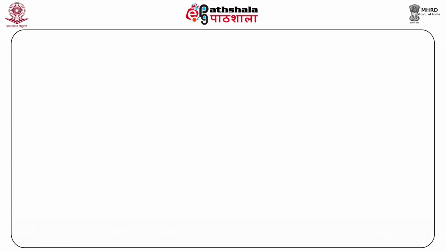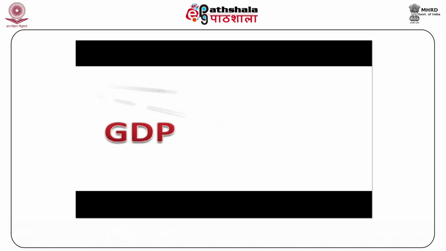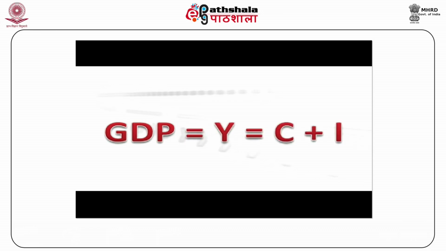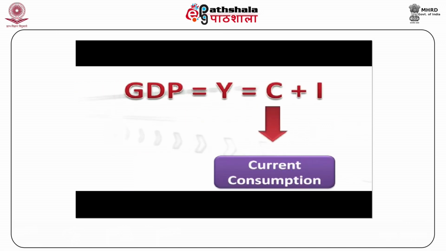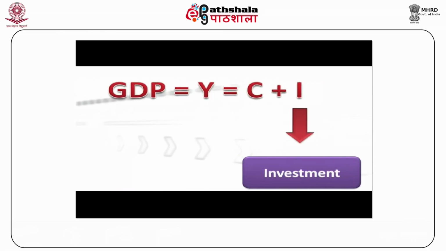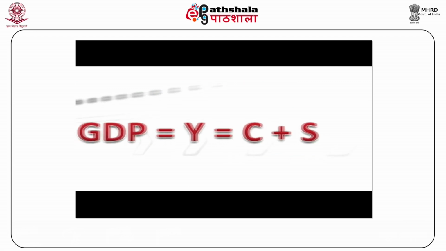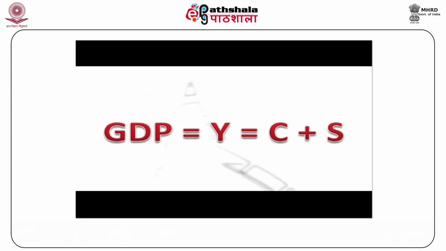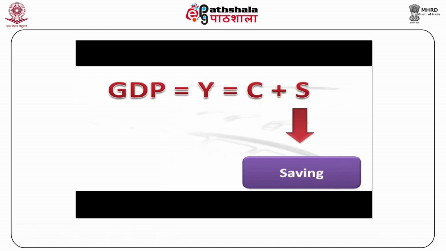These are monetary flows. In this simple two-sector model, GDP is equal to Y, which is equal to C plus I, where C represents current consumption and I, investment. Y is also equal to C plus S, as in a closed two-sector economy, saving enables the economy to produce goods for investment.